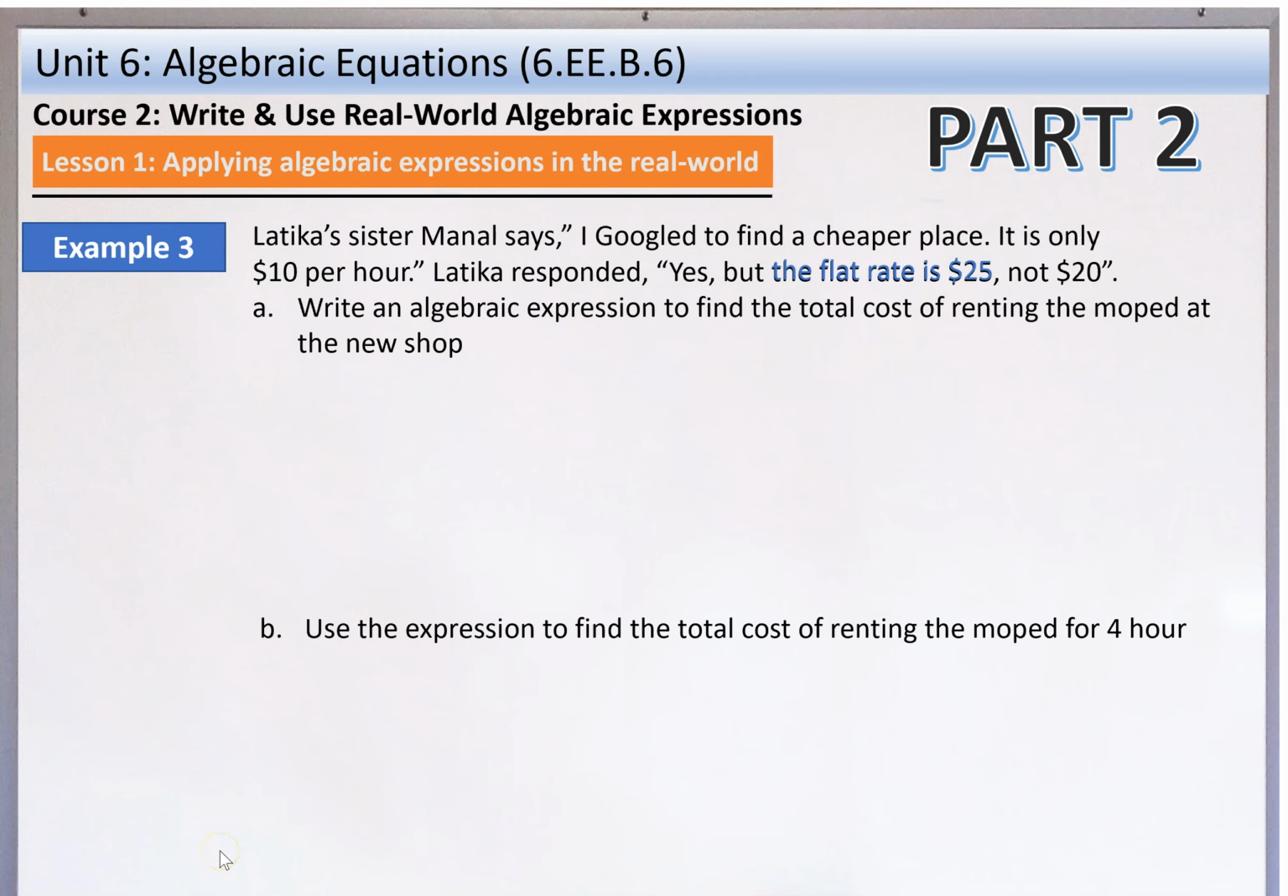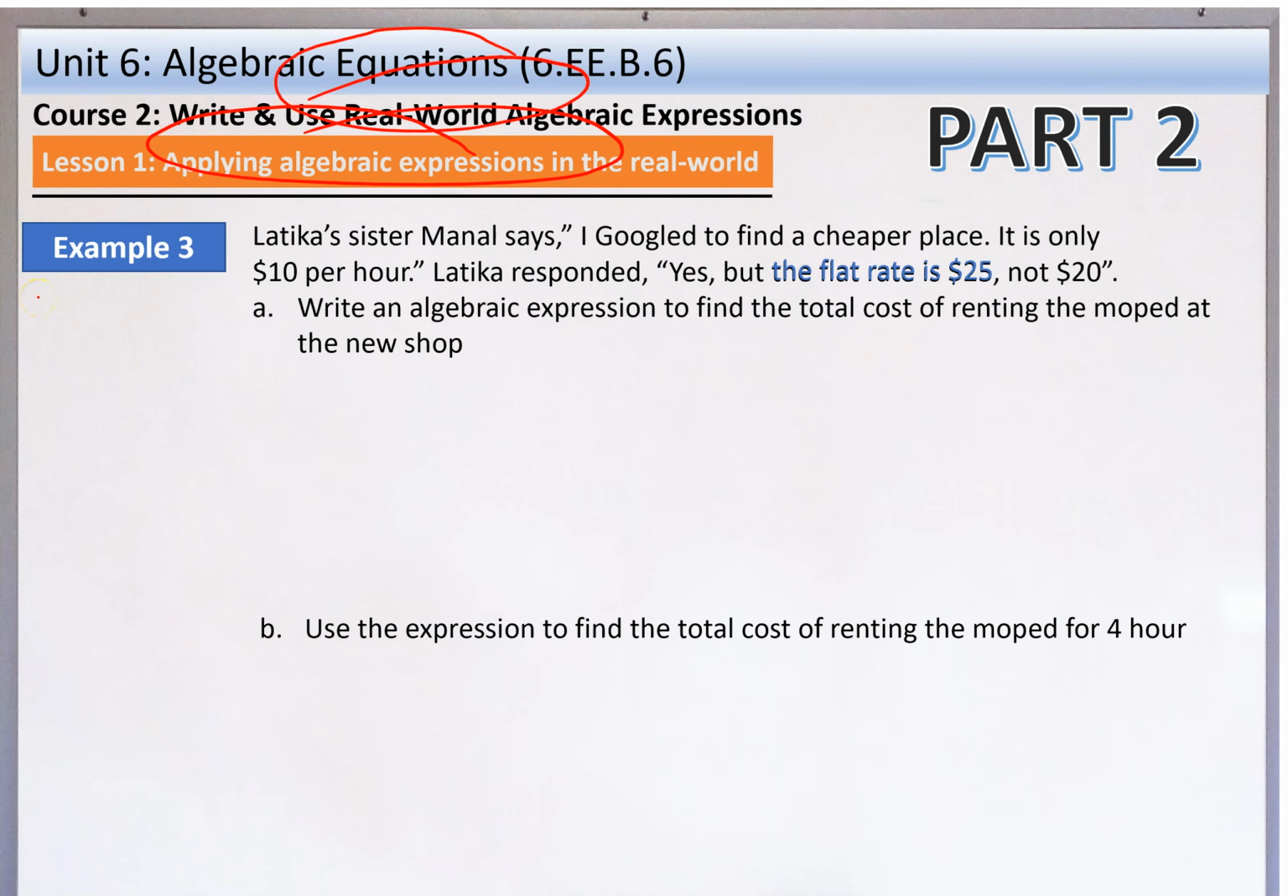Okay, welcome back to part two. Applying algebraic expressions in real world problems. And again, we have to learn how to write expressions in a real world context before we can be really good at writing algebraic equations.